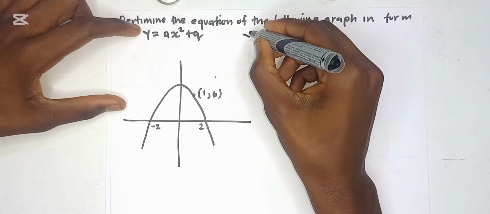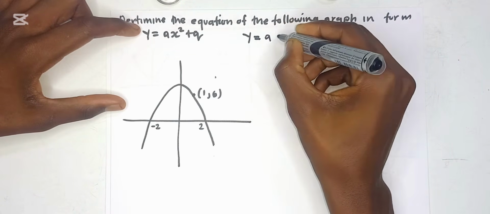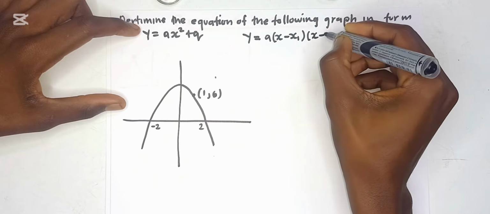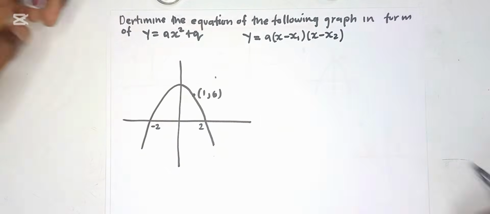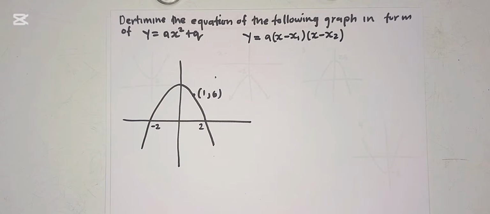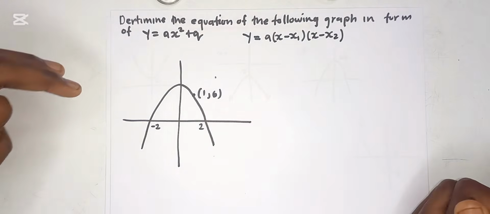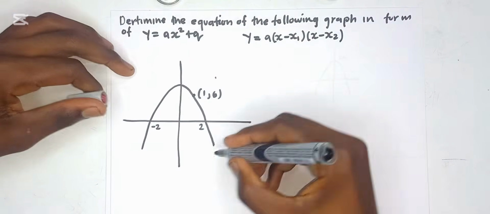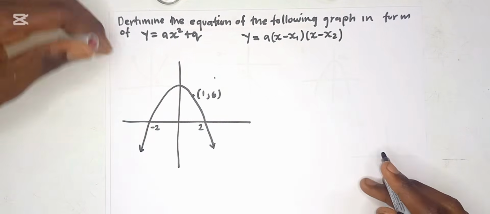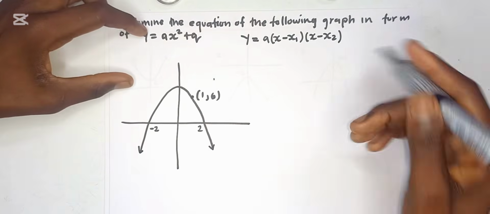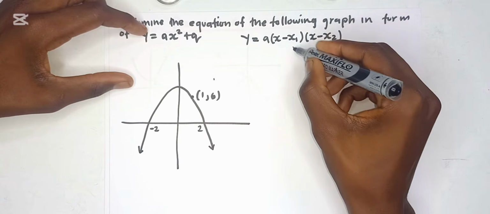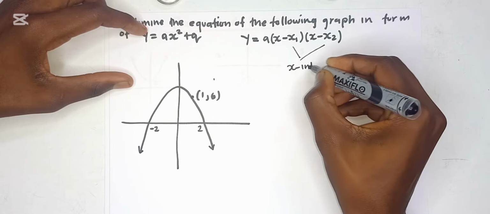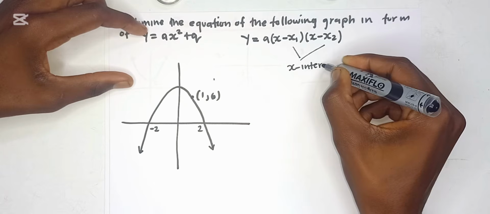So I want you to remember this equation. It goes like this: y = a(x - x1)(x - x2). This type of equation is going to help you a lot to solve this kind of problem and to determine the equation of this kind of function. So let me further demonstrate what is happening here. The x1 and the x2 are the x-intercepts that you have to substitute there.